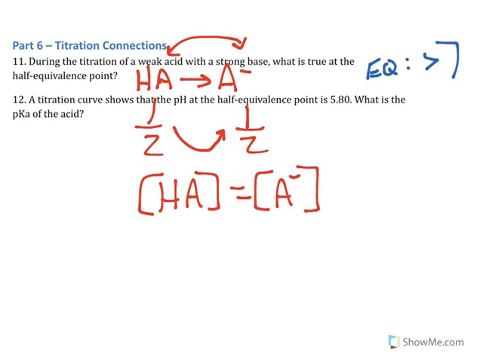That's important back to the Henderson-Hasselbalch equation. If you're halfway to the equivalence point, then you have equal concentrations of these two, which means it's an ideal buffer, which means the pH has to equal the pKa at that half equivalence point.